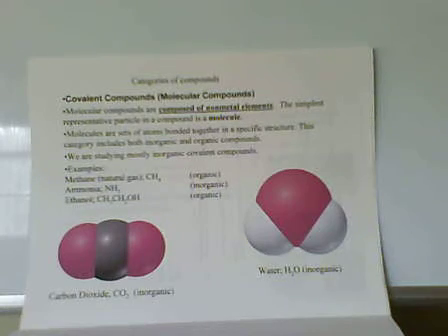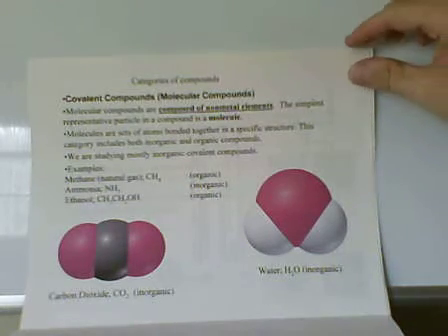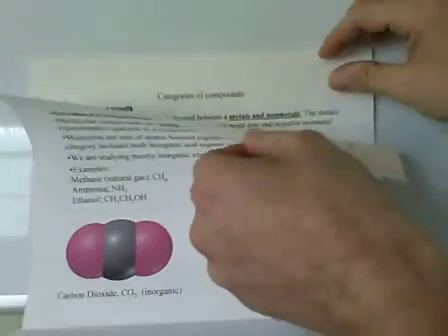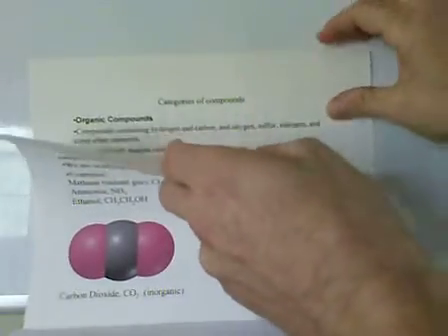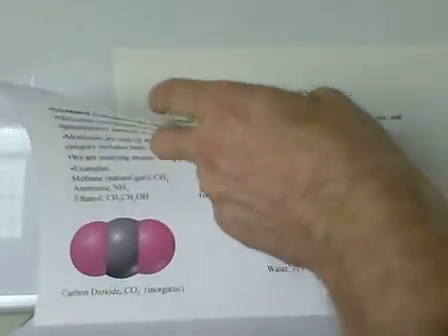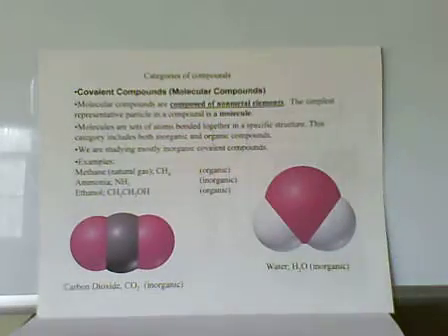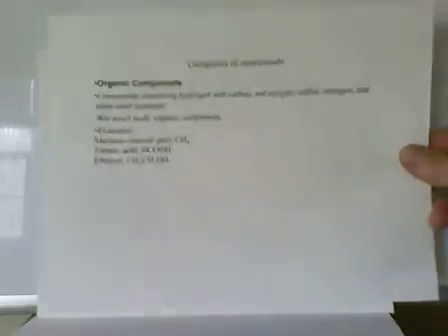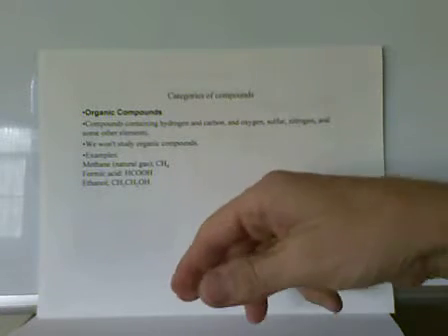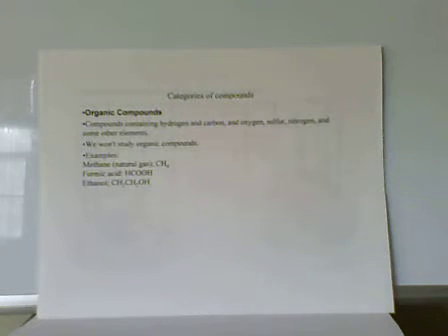We also have the other half of that, which is organic compounds. We're not going to study organic compounds, but we will use some for examples. So organic compounds contain hydrogen and carbon together, and they can contain oxygen and nitrogen, as in our amino acids, and also sulfur and some other elements in these compounds.